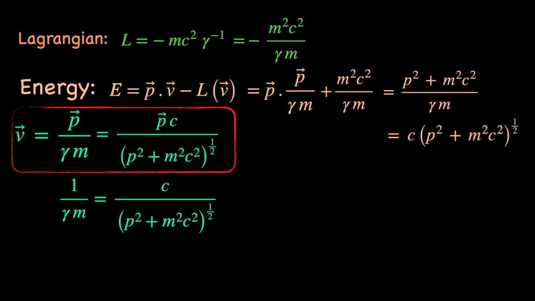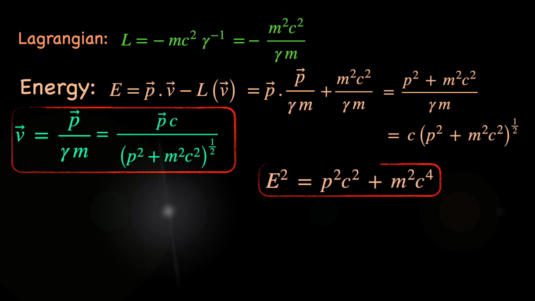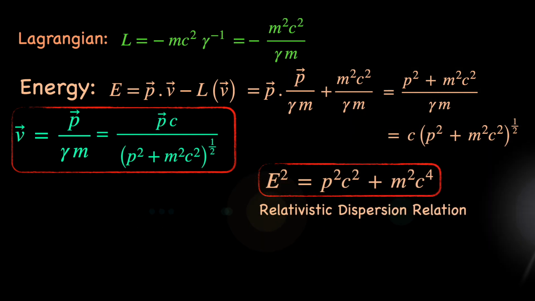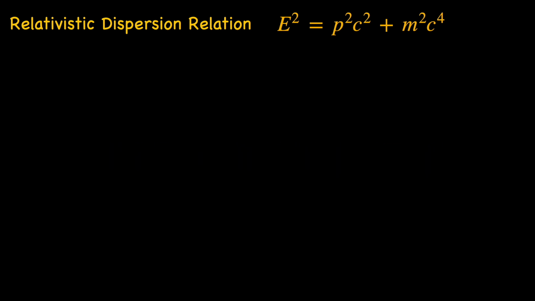The more popular version of this goes without the square root, simply expressing the square of the total energy as p squared c squared plus m squared c raised to the 4. This is the relativistic dispersion relation or the energy momentum relation. Let's check if it gives the energy of our non-relativistic free particle if we think of the low velocity scenario.